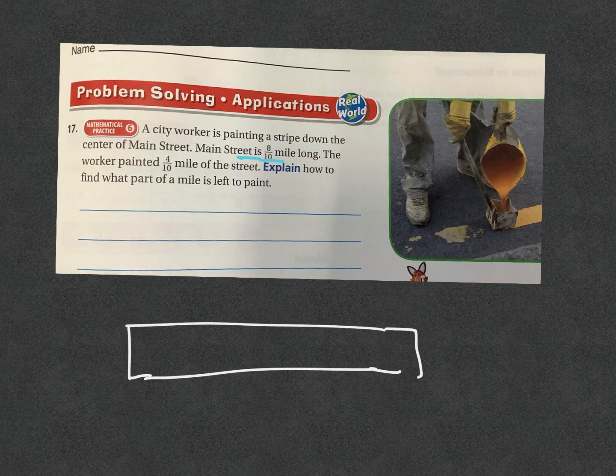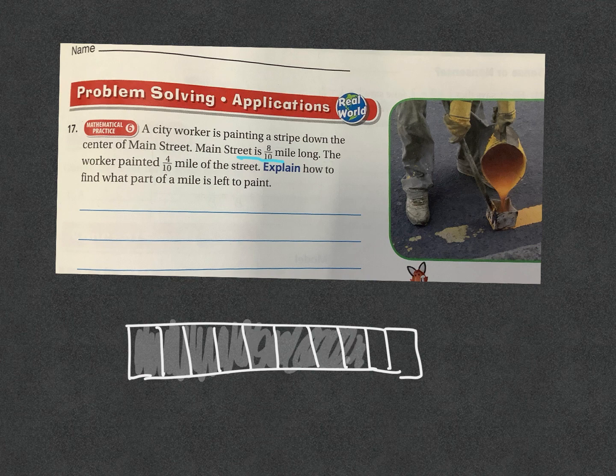So I'm going to do Main Street split into 10 equal pieces first. And that would be 1 whole mile. But Main Street is only 8/10 of a mile long. 2, 3, 4, 5, 6, 7, 8. And the worker painted 4/10 of a mile of that street. So he painted 4/10, 1, 2, 3, 4/10 of a mile of that street.